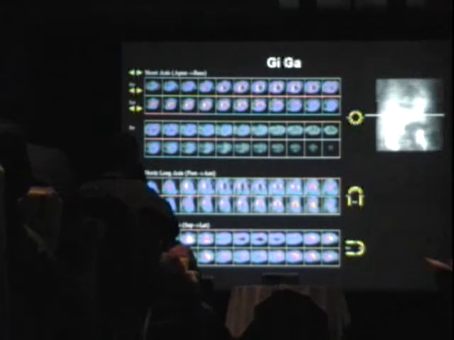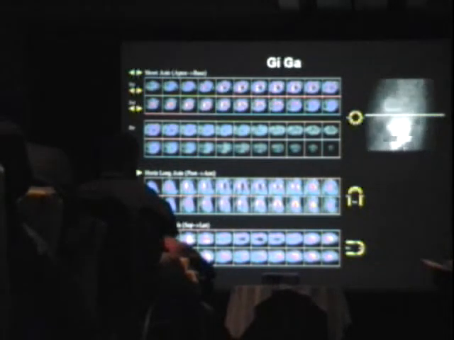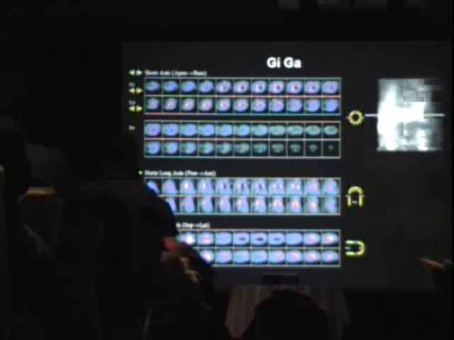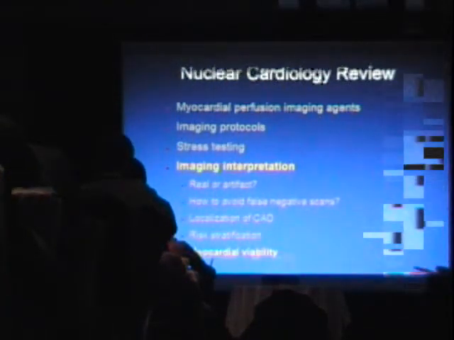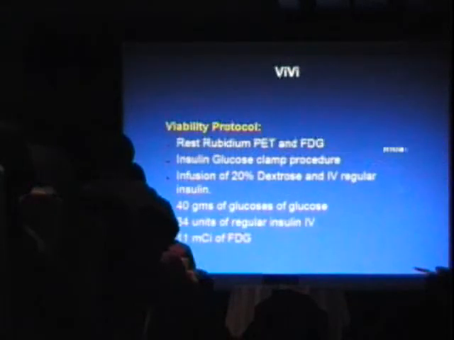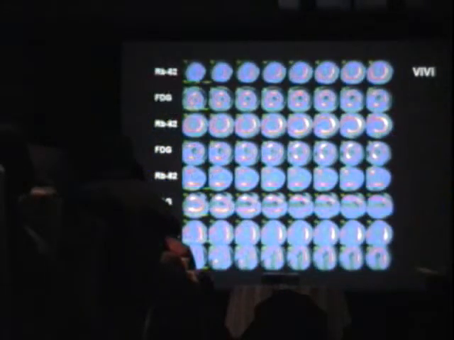And you want to definitely call the scan severe. The risk with the scan is very high. So again, making a statement on your report regarding the risk is important. Just a word on myocardial viability, and I'm just going to show you pictures.